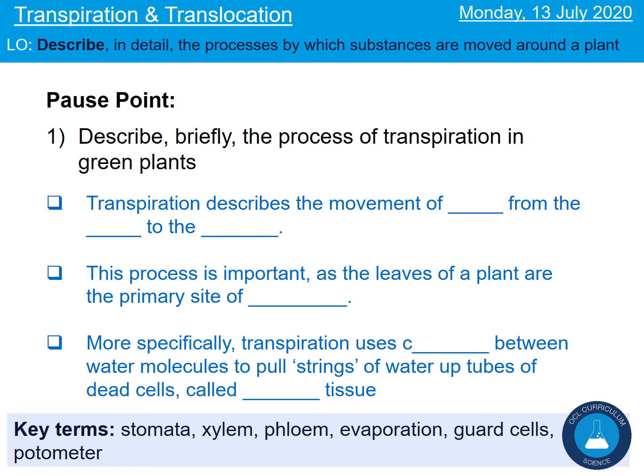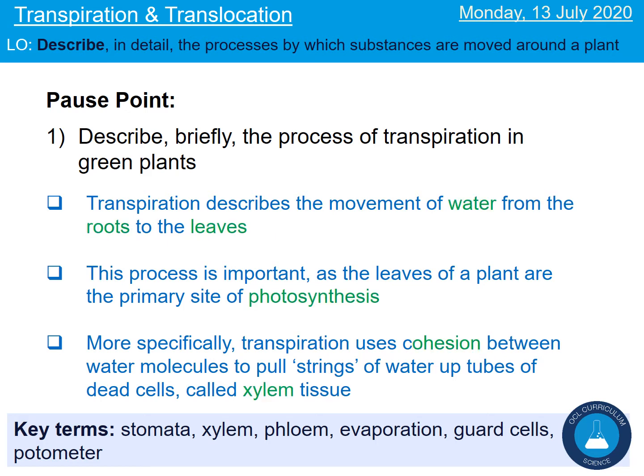And the answers should be as follows. In other words, transpiration is describing the movement of water from the roots to the leaves. This is crucial because we know that water plays an important role in photosynthesis. Transpiration is a passive process which relies on cohesion between water molecules to pull strings of water up the xylem tissue.